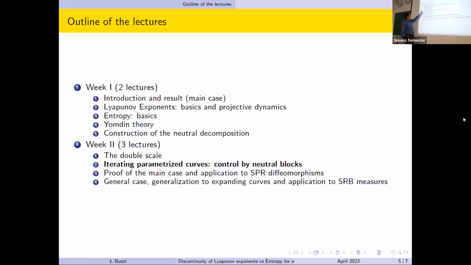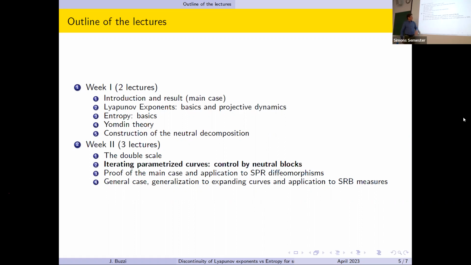Okay, and so that will be essentially reviewing basic things, and then I will introduce these neutral blocks either at the end of this week or at the beginning of the next week. I will explain how we implement this double scaling. Essentially we have to go back to all what we did this week and replace epsilon by a couple of numbers. And then the core part is to control what happens to the parameterized curve when you are inside a neutral block. Okay, this will take a lot of time.